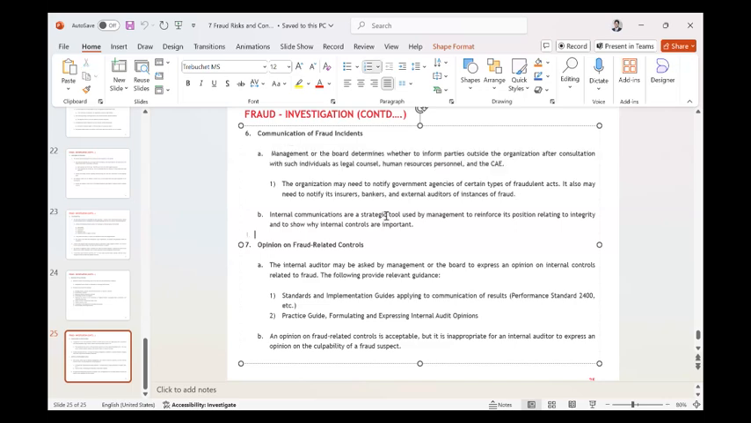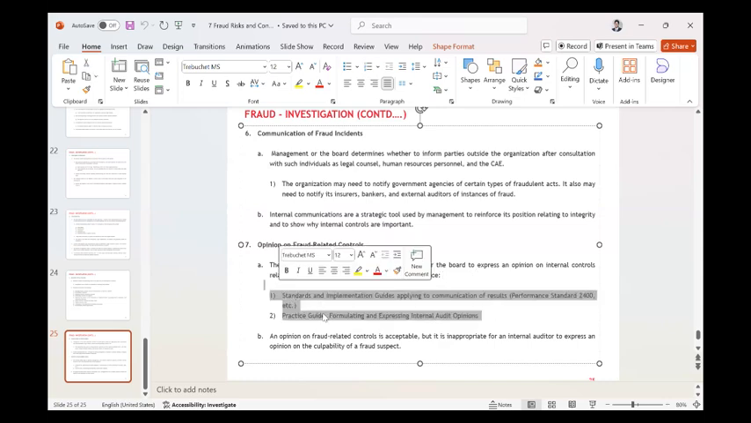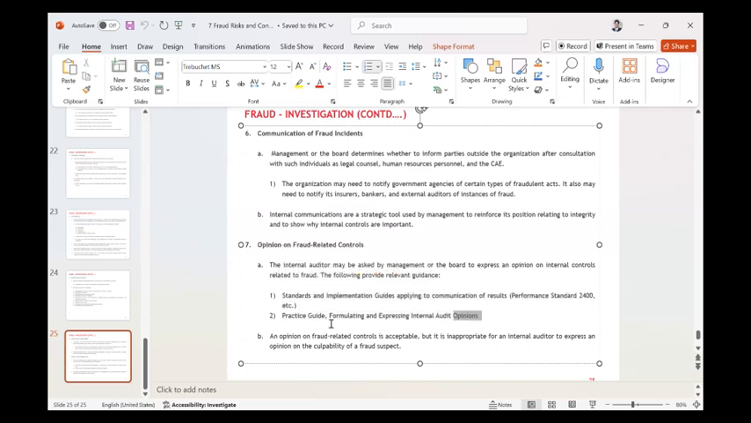Internal communications are a strategic tool used by the management. Yeah, so all that is important. That's about having a good code of ethics and code of conduct and communicating it to the staff. The internal auditor may be asked by the management or the board to express an opinion on internal controls related to fraud. So there are certain guidelines which we will cover later. You can read this practice guide, Formulating and Expressing Internal Audit Opinions. If you Google that, you can download that report and read it. And then there is another report. Of course, this one we'll cover in part 2. Number 2, you can, if you like, download the report and read.